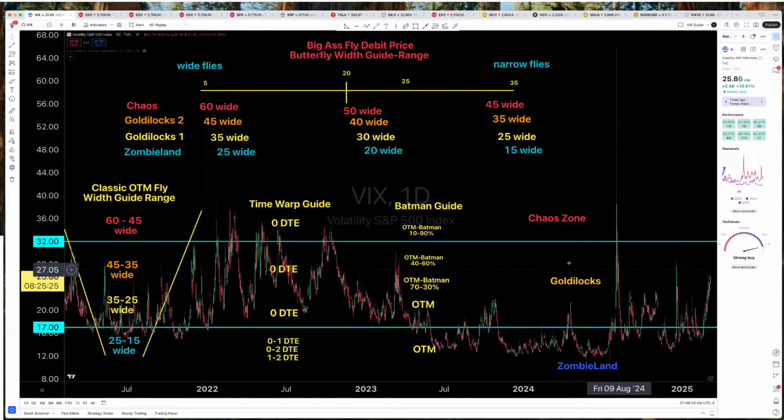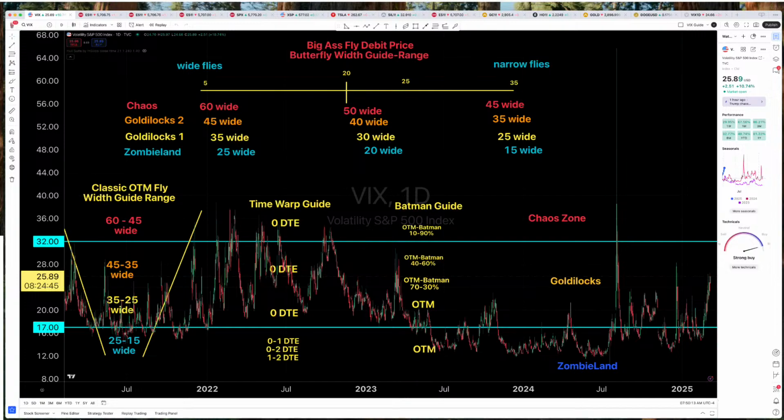As we can see, volatility is sitting in the mid to upper range now of the Goldilocks zone at 25.86, almost 26. So that means that we're looking at super wide flies today, between 35 and 45 wide. Should we be on the 35 side or on the 45 side? You're probably not used to taking flies that wide because we've consistently maintained this zombie land stance for a long time, but now we have all this volatility. We've got to lean into it. All right. Next thing to look at is our big ass fly to see where we're at there.